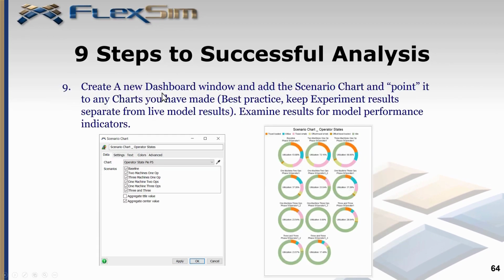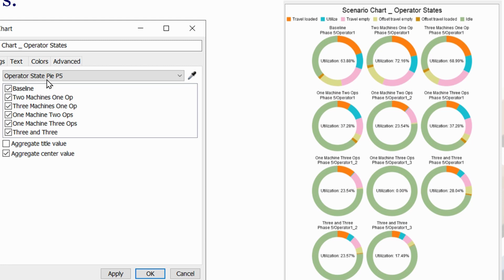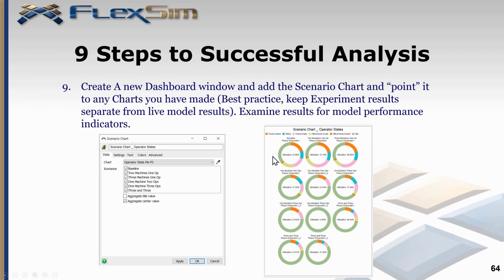You can also create a new dashboard window and add the scenario chart and point it to any charts you have made. So the scenario chart is going to give you information in addition to the PFM or performance measures you were able to view with the View Results button we mentioned earlier. So in this example, in this scenario chart, it was pointing to the operator state pie chart. And then it's showing you a pie chart for each one of your scenarios that you defined for your experiment.